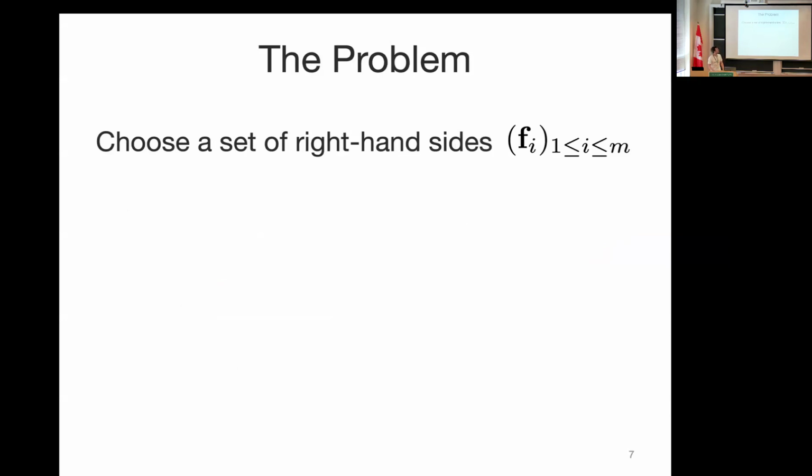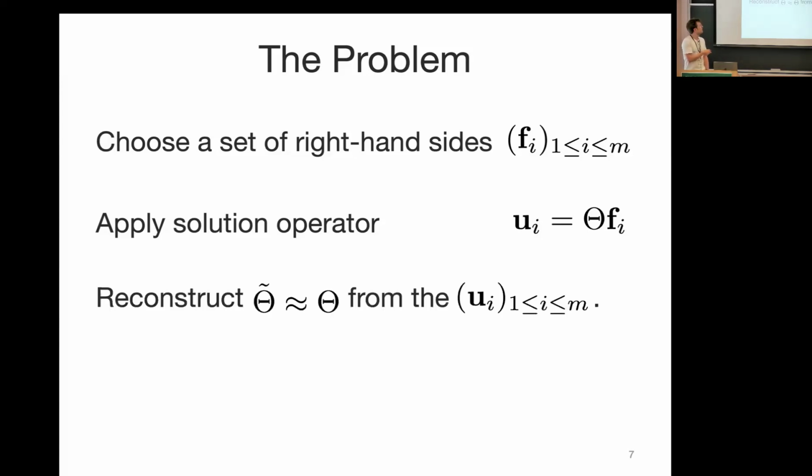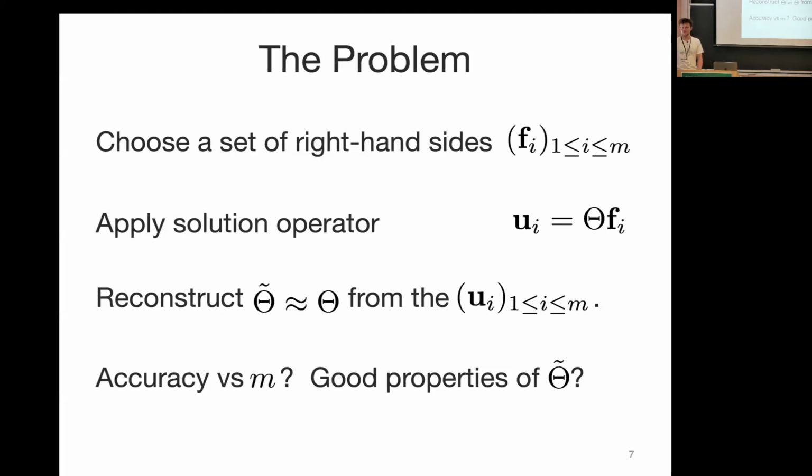Now, the problem that we are interested in is how, by choosing a set of right-hand sides for this elliptic PDE, and then applying this matrix Theta, the discretized solution operator, to these right-hand sides, we can construct the solution operator as effectively as possible from these matrix-vector products with the solution operator. The name of the game is to choose as few right-hand sides as possible, so use as few invocations of this solver, which we assume to be given in one way or another, in order to reconstruct the solution operator as accurately as possible.